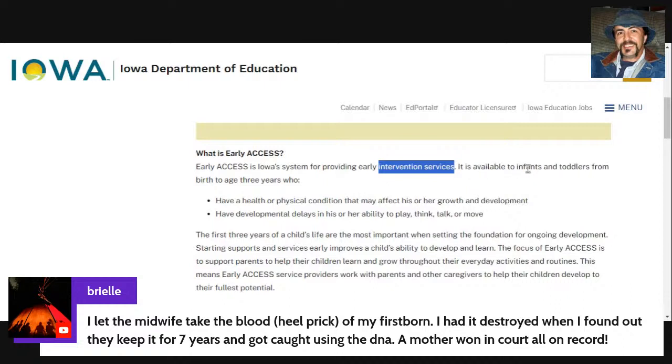It is available to infants and toddlers from birth to age 3 years. Iowa Department of Education. Early access is Iowa's system for providing early intervention services. It is available to infants and toddlers from birth to age 3 years. Then what does it have to do with the education system if those children don't even go to school until they are 5?